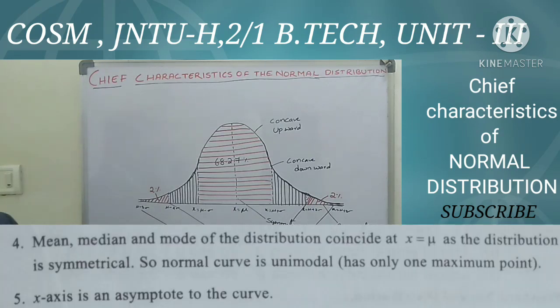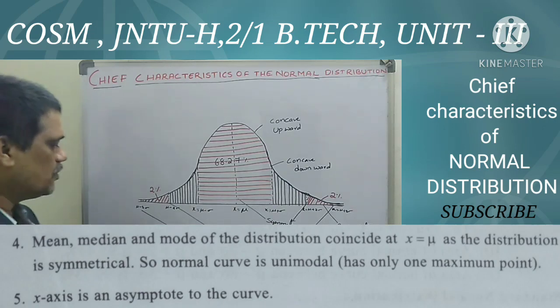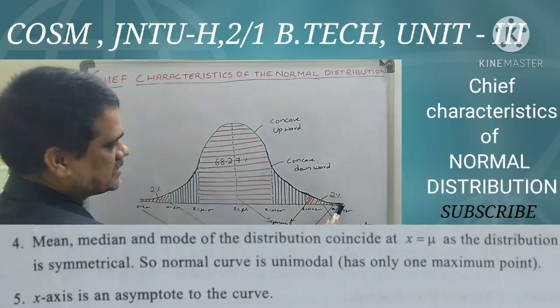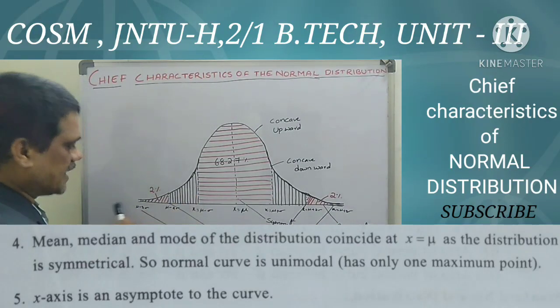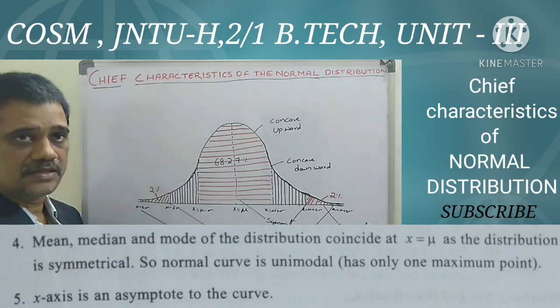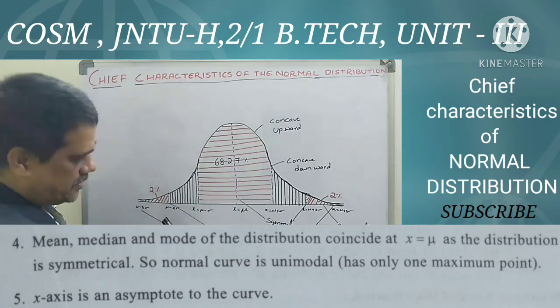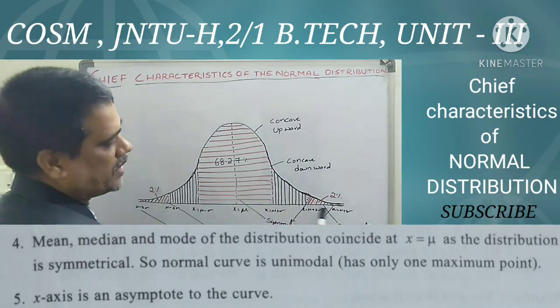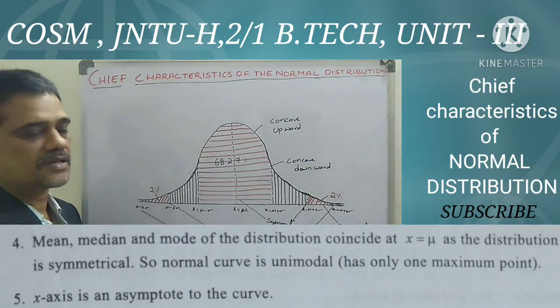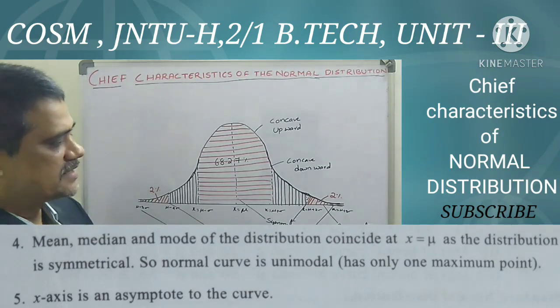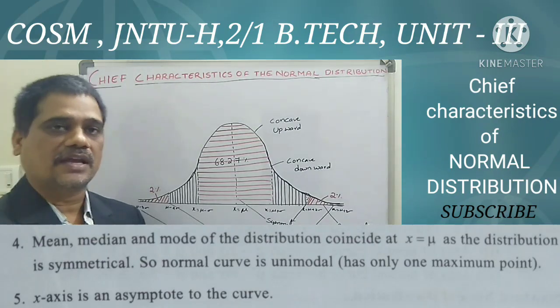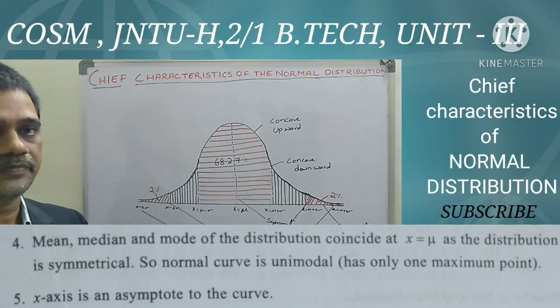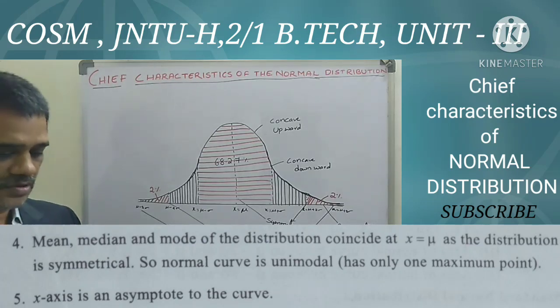Now the fifth point is that the x-axis is an asymptote to the curve. Here we already know that this is the x-axis. The curve will not touch the x-axis from both sides. Carefully observe the figure. The curve comes close to the x-axis but does not touch it. So we can call the x-axis the asymptote to the curve. Is it clear? That is the meaning of asymptote.